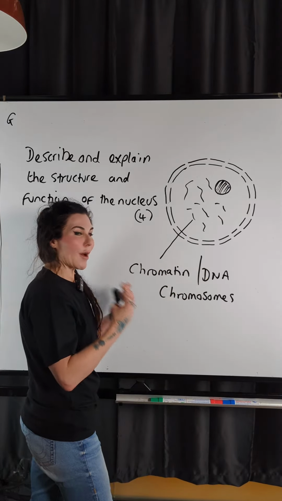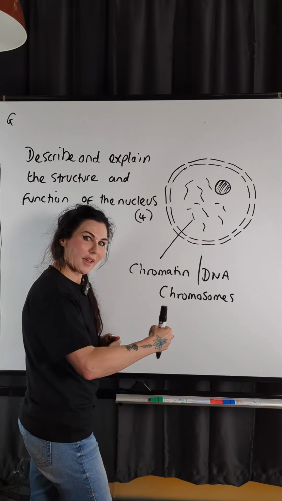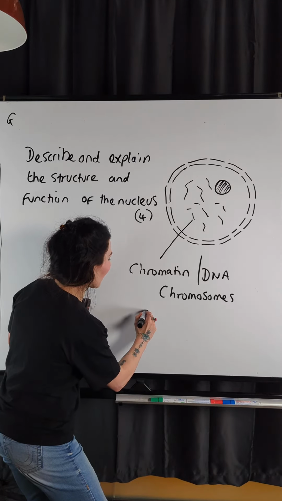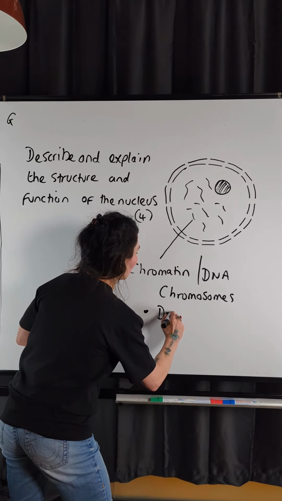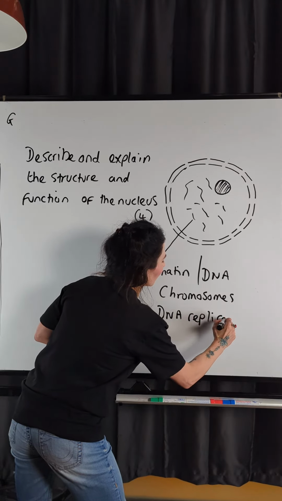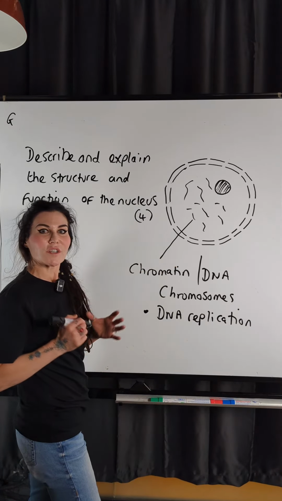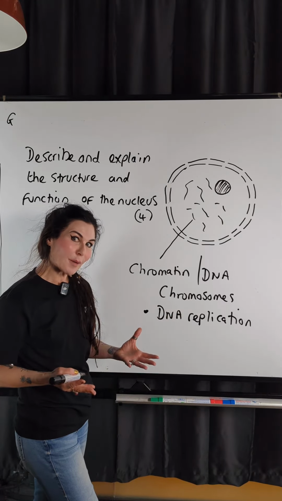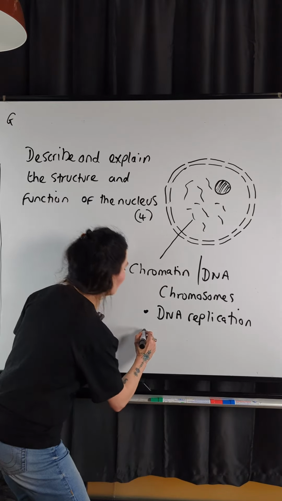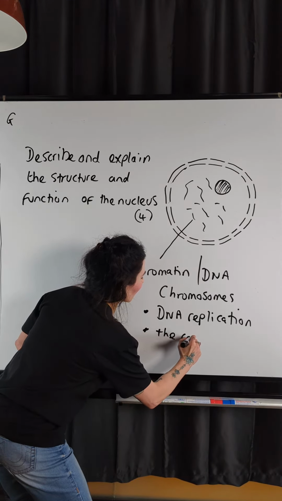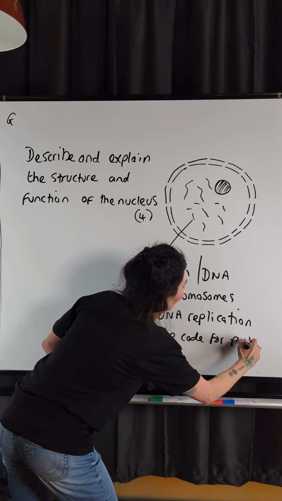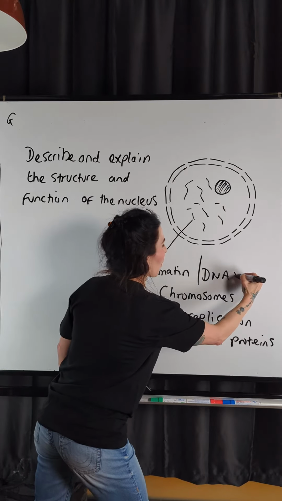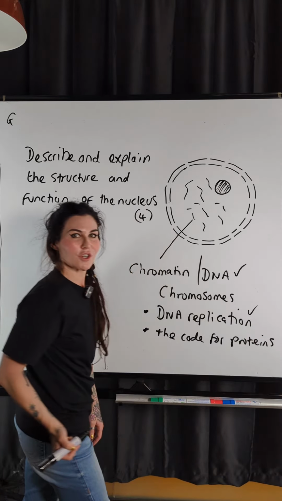It is used to replicate the cell. When the DNA replicates, it means there's enough DNA for 2 daughter cells, so we could add that in as a function. But what DNA also provides is a genetic code for the cell to make polypeptides, which are proteins. Now that would straight away achieve you 2 marks, 1 for structure, 1 for function.